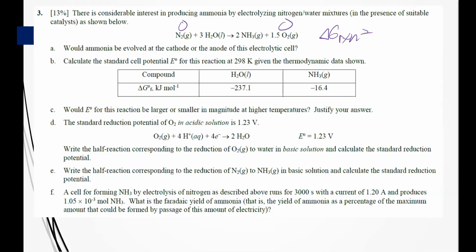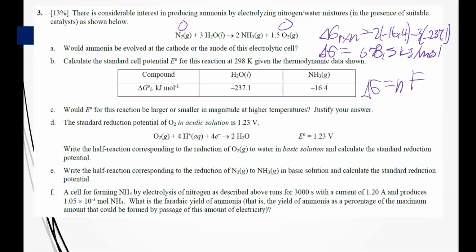And so now we need to do our products. So 2 times -16.4 minus our reactants. So 3 times -237.1. And so our delta G becomes a positive 678.5 kilojoules per mole. And then we just need to plug that in to find our E cell. So delta G is equal to -nFE naught. I've got my negative sign there.